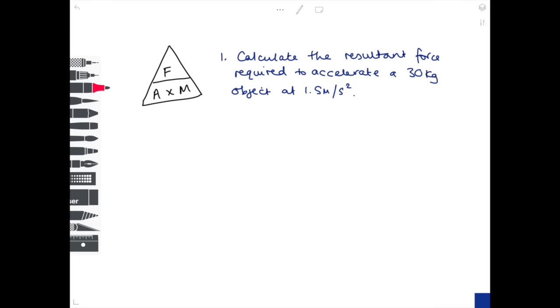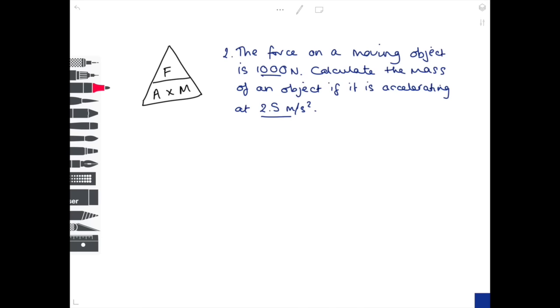So in this question, we're calculating the resultant force required to accelerate a 30 kilogram object at 1.5 meters per second squared. So we have mass, we have acceleration, we're looking for force, so force equals acceleration times mass. It is the simple expedient of substituting in those values, so 1.5 times 30, which gives you a value of 45 newtons.